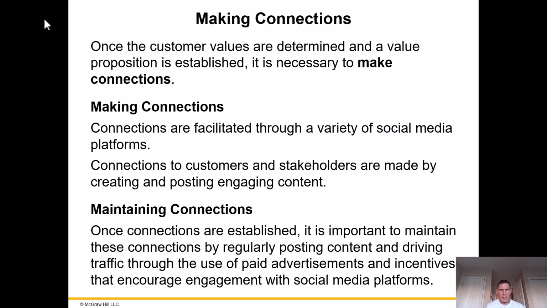Now, connections are facilitated through a variety of social media platforms. Connections to customers and stakeholders are made by creating and posting engaging content. Well, now, once you've made those connections, how do you maintain those connections? So once connections are established, it's important to maintain those connections by regularly posting content and driving traffic through the use of paid advertisements and incentives that encourage engagement with social media platforms.